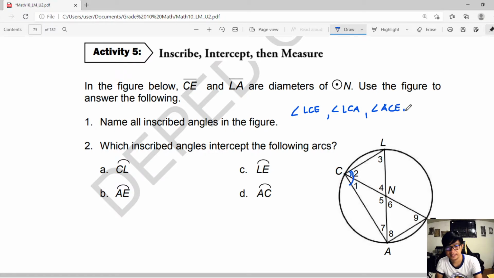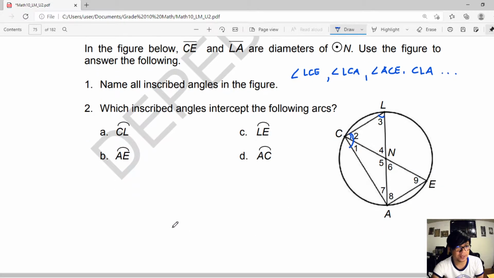Ito na angle CLA, and so on. So marami pa kayong makikitang inscribed angles dyan. Okay, basta ang inscribed angle, it contains the chords on a circle. And yung vertex niya is on the circle. So, vertex ito, this one also vertex. So, marami pa kayong makikita dyan na inscribed angles.